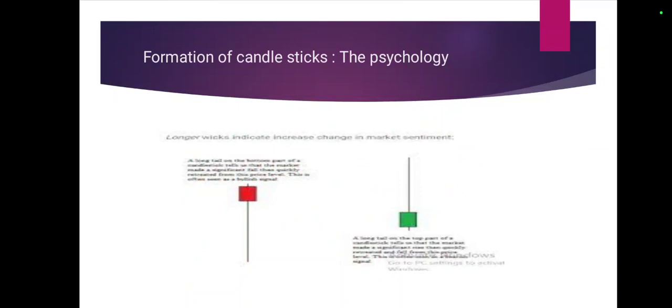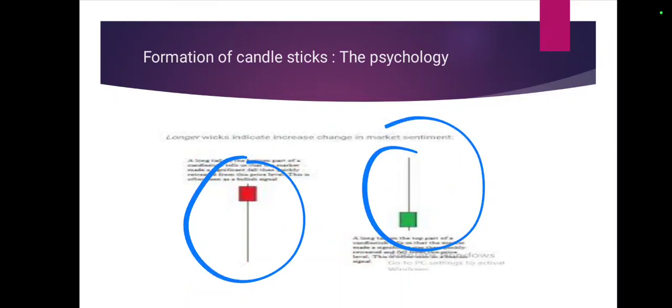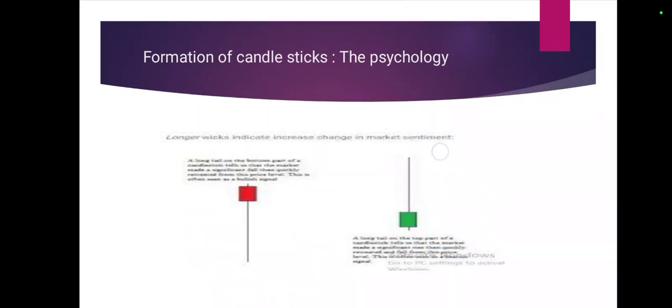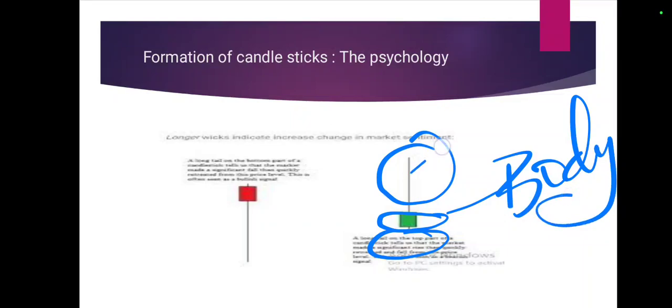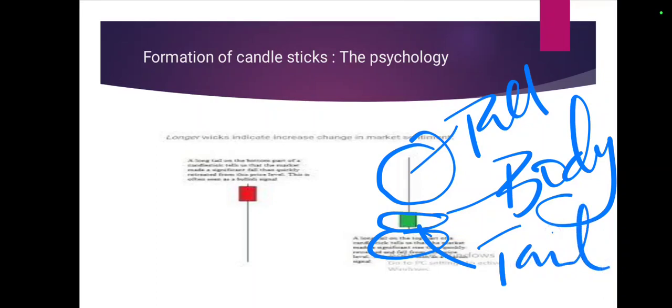Formation of a candlestick, the psychology. Now these candles, we call them the hammer candles. You can see it has a small body. This is the body of a candle, and this we call the tail. We have a long tail here, and then a very short tail below it here, and this green part is the body. We have a small tail below here.